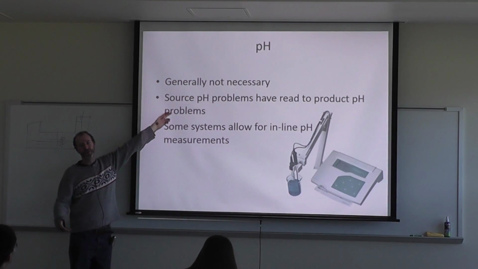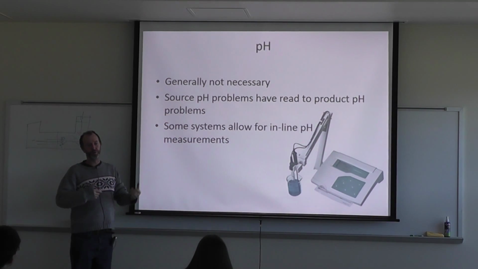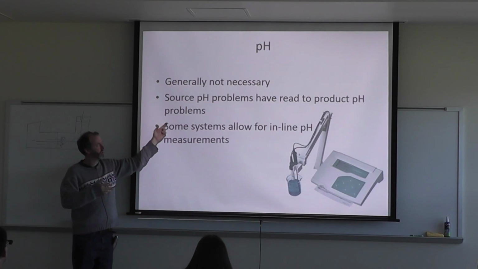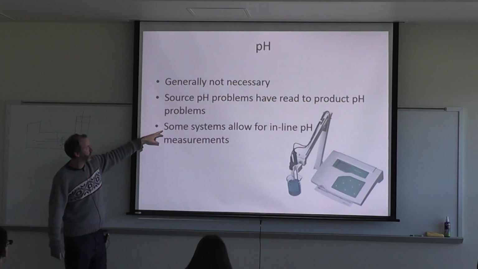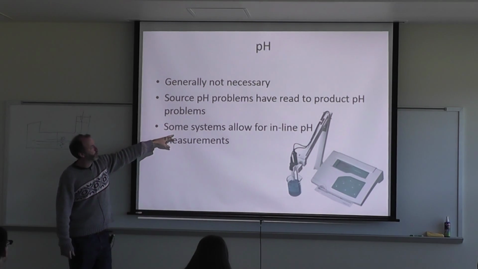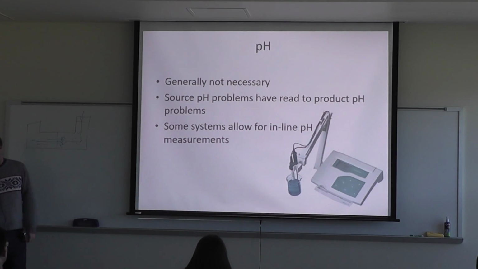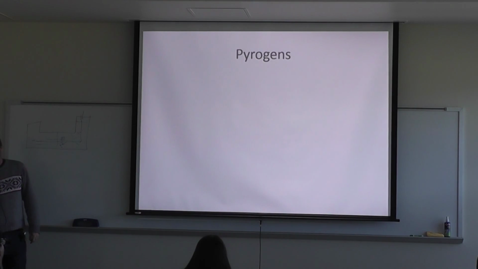Because you use the reagent water to mix with reagents to run assays. So if you have a problem with your water pH, your reagents are going to have a problem. Some systems will allow for an inline pH measurement, and it depends on what you need at the facility, whether you need that or not.